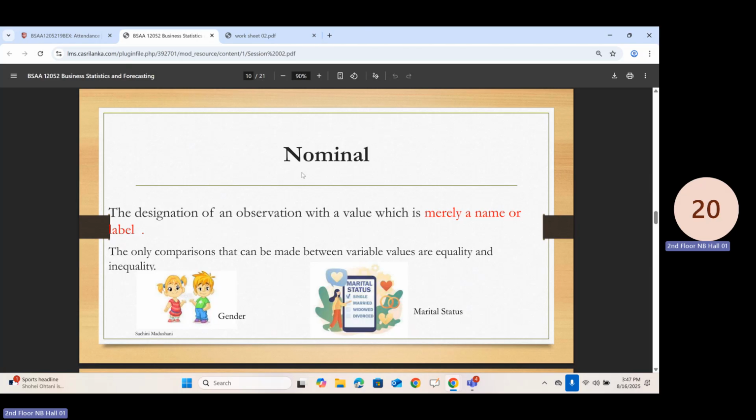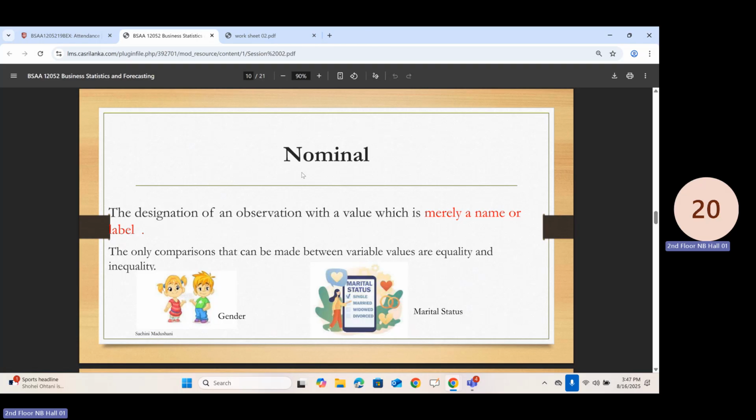Then another thing: can you tell whether a nominal scale variable is quantitative or qualitative? Nominal scale variables cannot be measured numerically, so they are qualitative. We cannot say qualitative variables are nominal scale, that is wrong. But we can say nominal scale variables are qualitative. All nominal scale variables are qualitative. Now clear? Okay, then this is the first level of measurement.